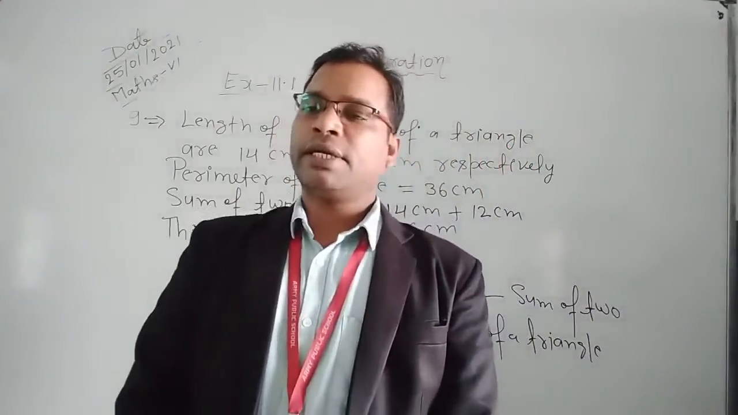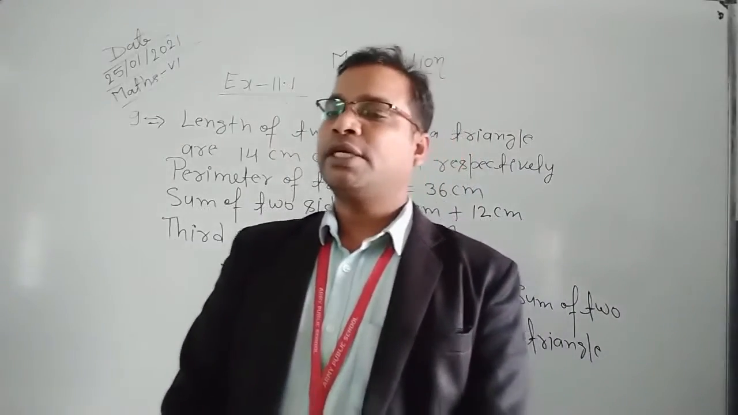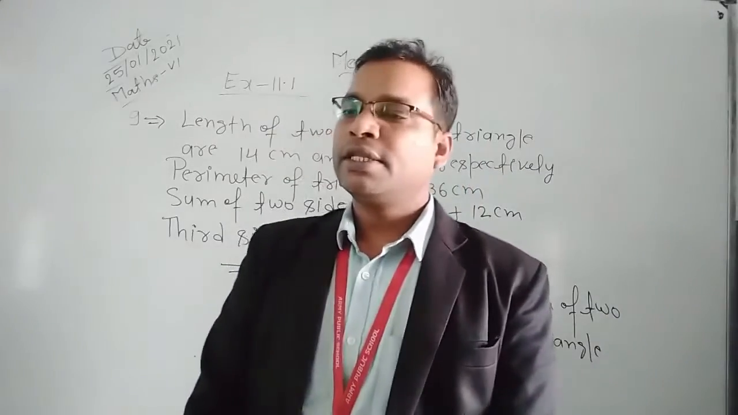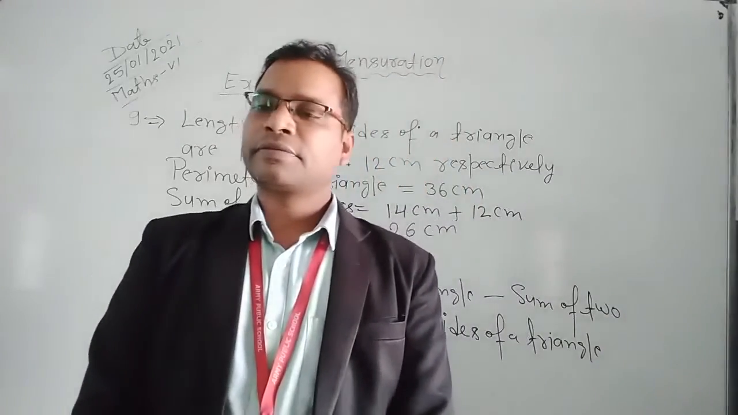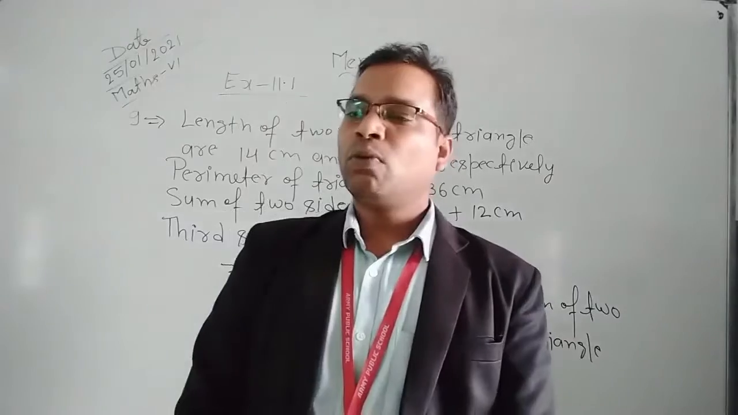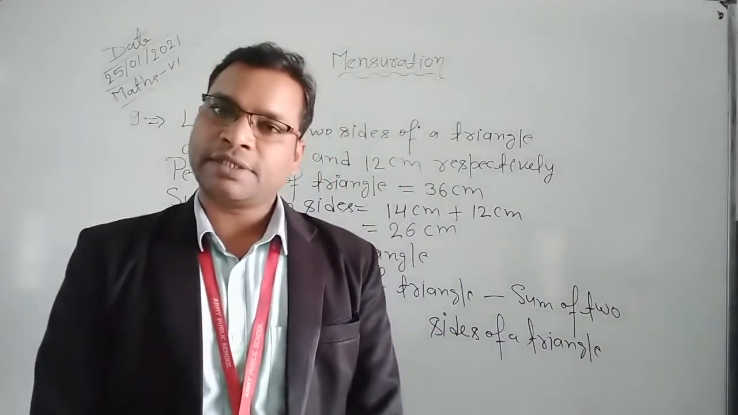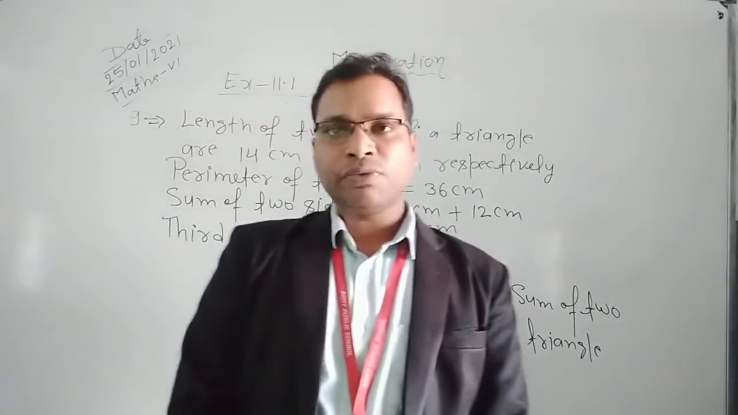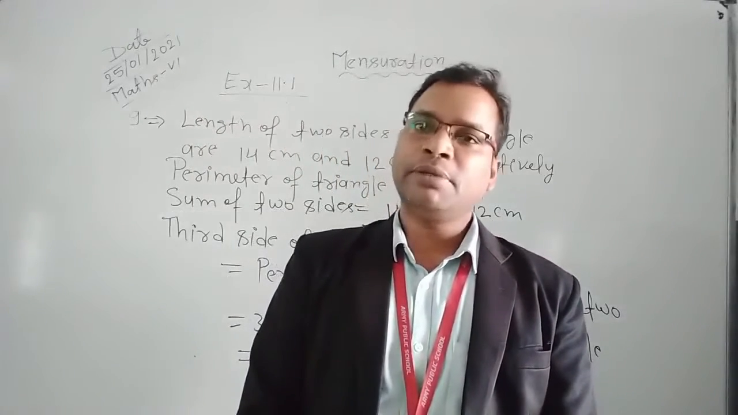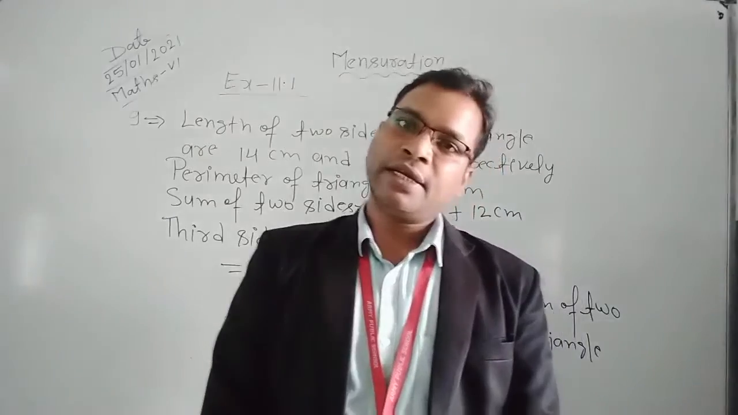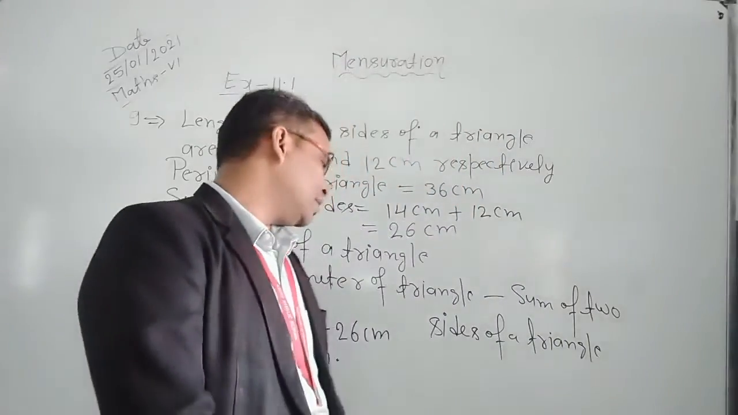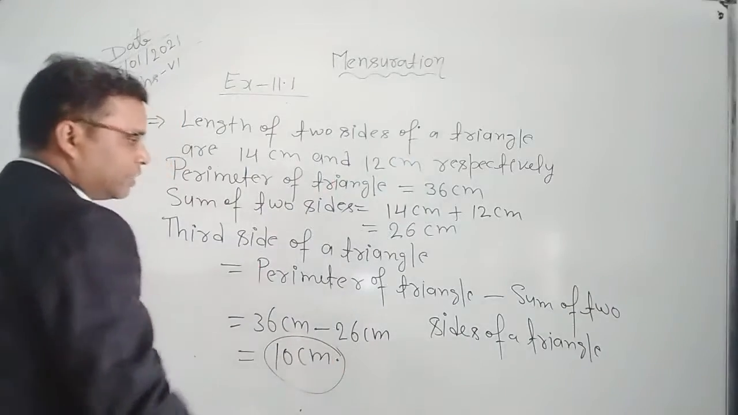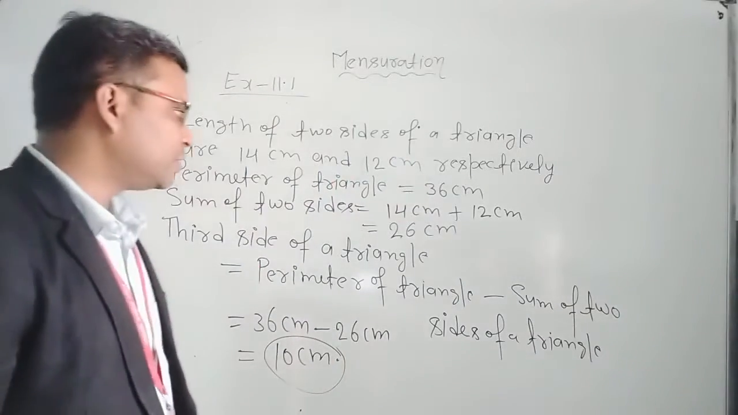In this question it is given that the length of two sides of a triangle are 12 centimeter and 14 centimeter. The perimeter of the triangle is 36 centimeter. What is the length of its third side? So for this, first we find the sum of two sides. After this, we subtract the sum of two sides from the perimeter of the triangle. And in this way, we find the third side of the triangle is 10 centimeter. So student, I hope all of you understood these questions.